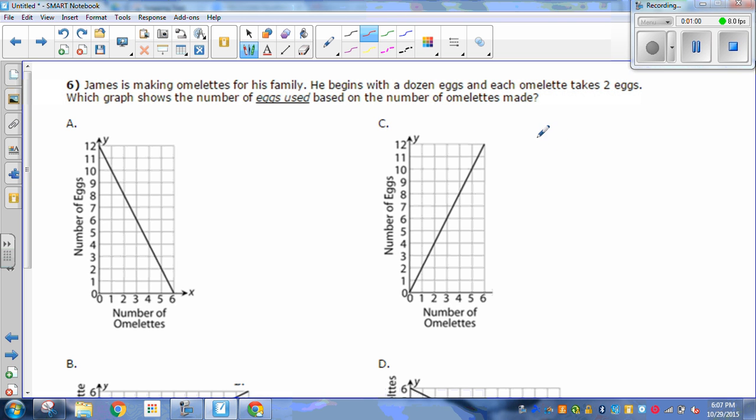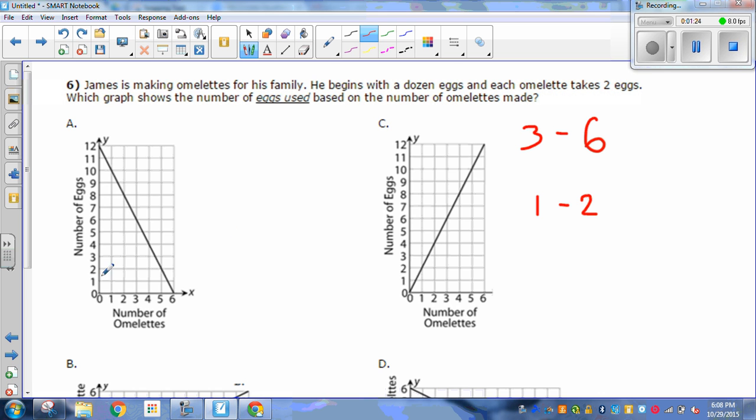If he makes, I don't know, 3 omelets, how many eggs will that take? Well, it takes 2 per, so that's going to be 6. If he makes, I don't know, 1 omelet, how many eggs is that going to take? 2. I just want to check here. Look at your graphs. Are there 3 omelets and 6 eggs? 1 omelet to 2 eggs.